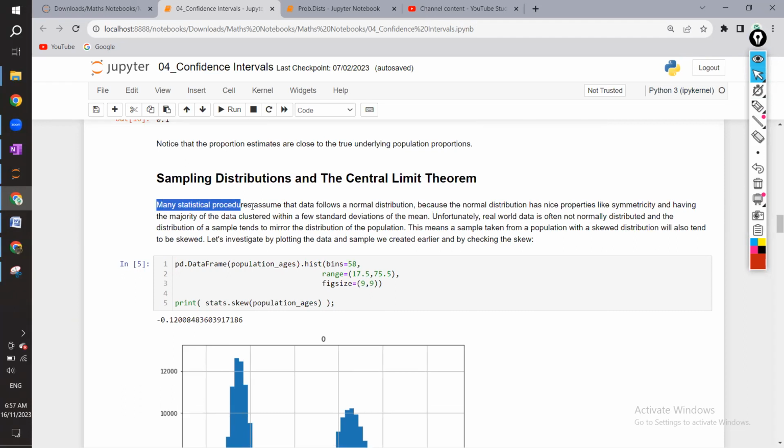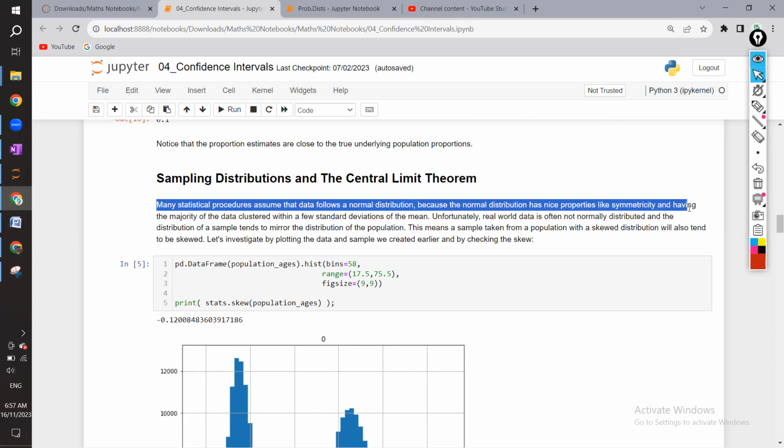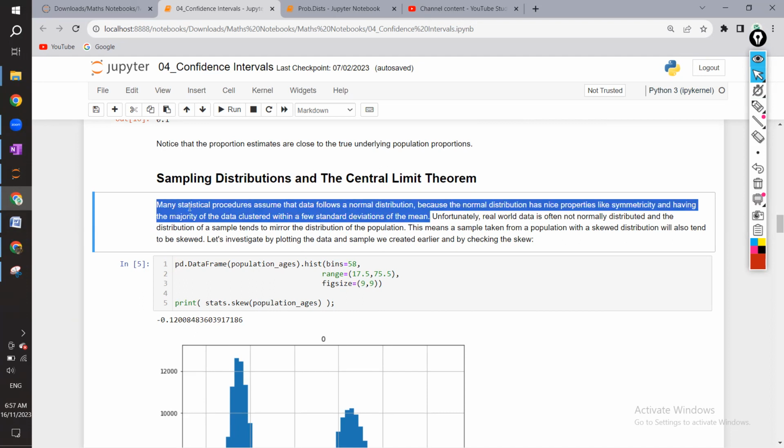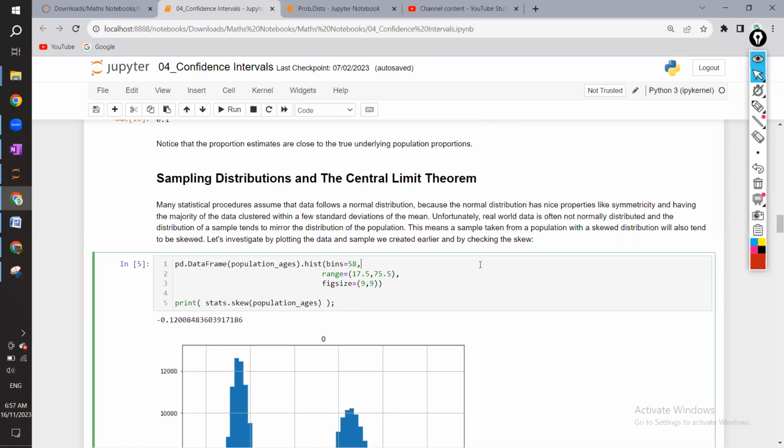Many statistical procedures assume that the data follow a normal distribution because the normal distribution has very nice properties like symmetry and having the majority of the data clustered within a few standard deviations of the mean. This is our goal, right? Many times we want to follow a normal distribution because of properties like symmetry, and the majority of the data is clustered within a few standard deviations. It is talking about the empirical formula: 3 standard deviations, 2 standard deviations. But unfortunately, real world data is often not normally distributed, and the distribution of a sample tends to mirror the distribution of the population.